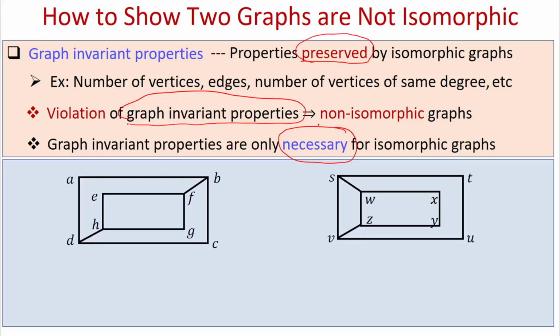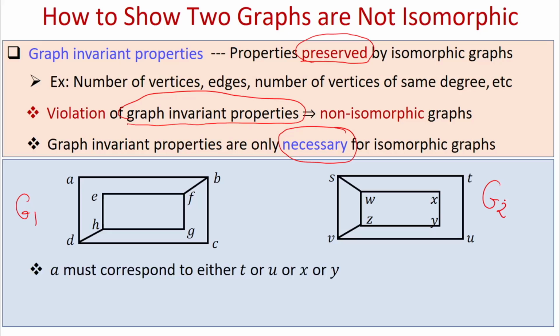So for instance, if I take these two graphs, G1 and G2, it's slightly difficult to identify a graph invariant property which is present in G1 but not present in G2. In fact, the graphs G1 and G2 here are not isomorphic, and we have to identify here a graph invariant property which is present in one graph but not present in the other graph.